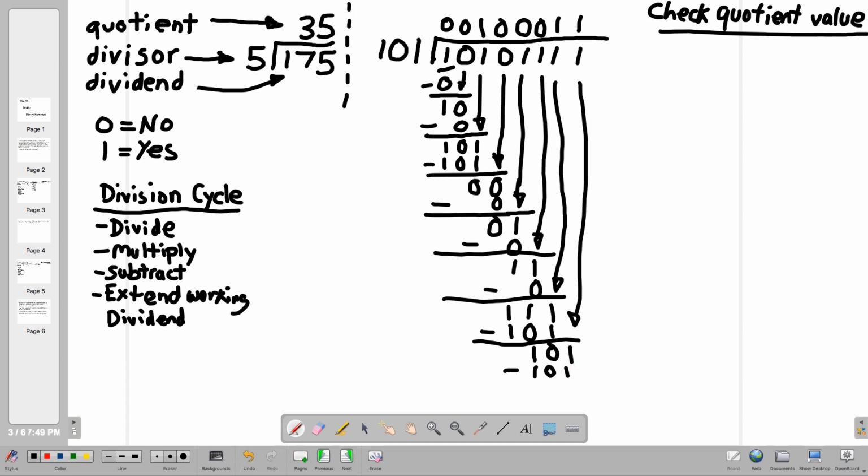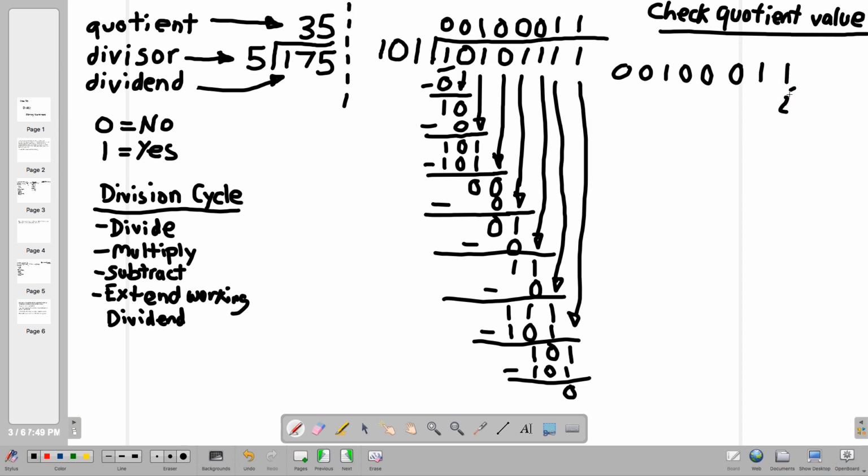Then you subtract. And we have the value 0. And that says that we cannot divide anymore. So let's check to see if we have 35. Let's write it out here. So we got 0, 0, 1, 0, 0, 0, 1, 1. And let's look at the positions again.